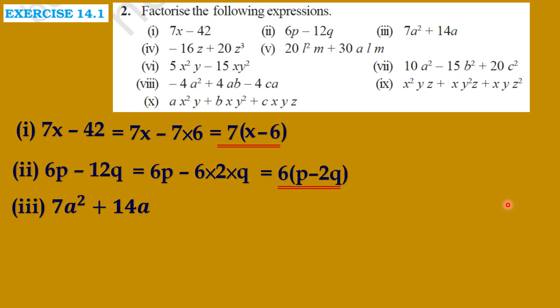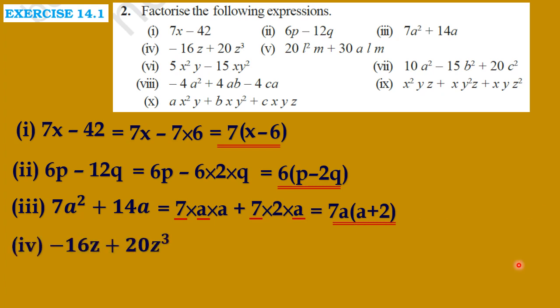Question number 3. 7a square plus 14a. Now 7 into 2 is 14. So when I split, here 7 into a, and 14 as 7 into 2 into a. So 7a, here also 7a. So what is common? The common factor is 7a. Take it out. So 7a, then when 7a is gone, what is left here? A. In the second term, what is left? 2. So 7a into a plus 2. Question 4. Minus 6z plus 20z cube.